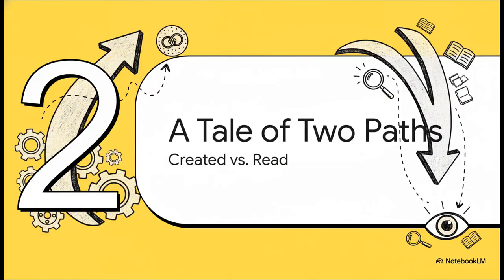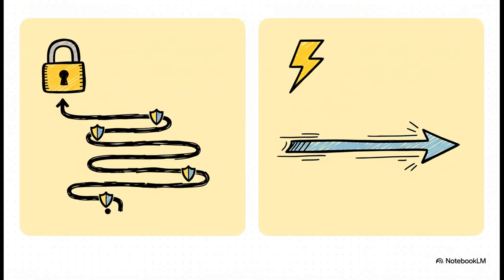And right here, this is the core idea of this entire explainer. This one single data object follows two completely different paths inside the system. The journey it takes when it's being created is a world away from the journey it takes when someone's just trying to read it. And this slide just lays it out perfectly.